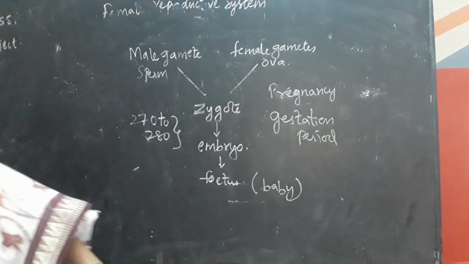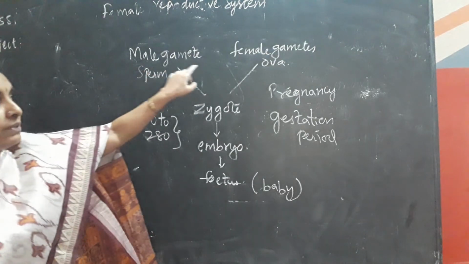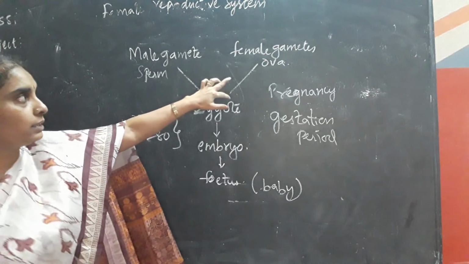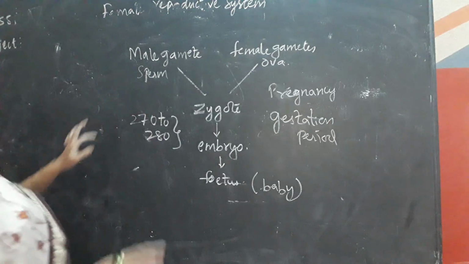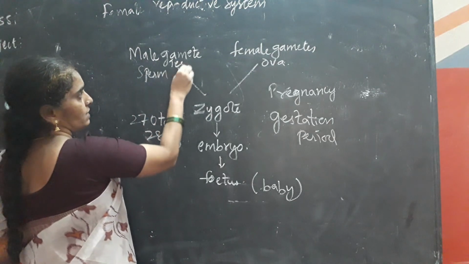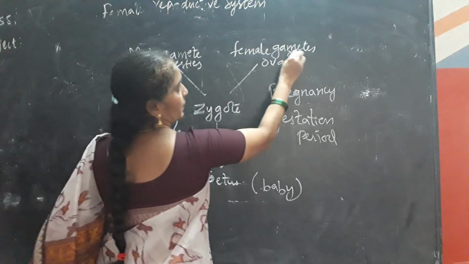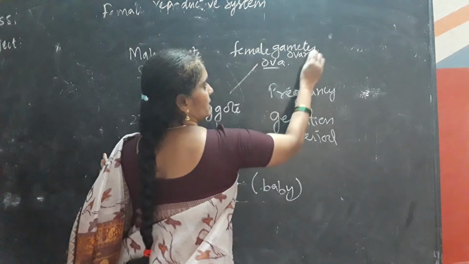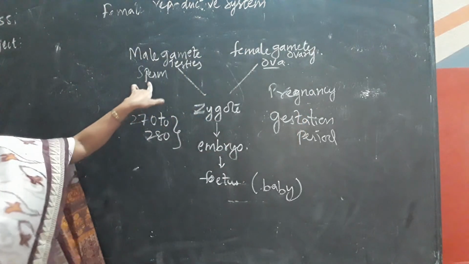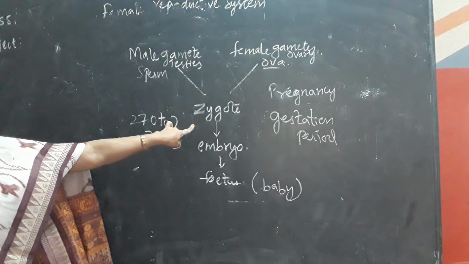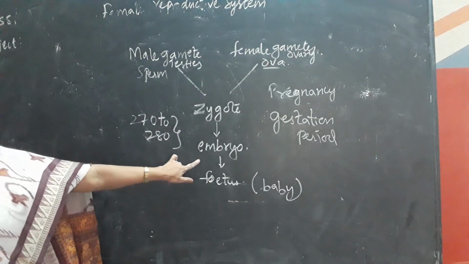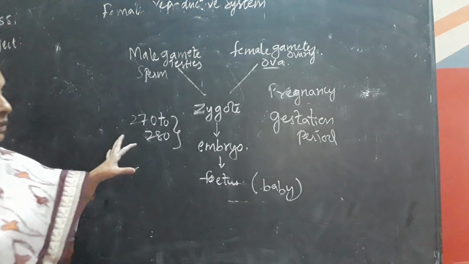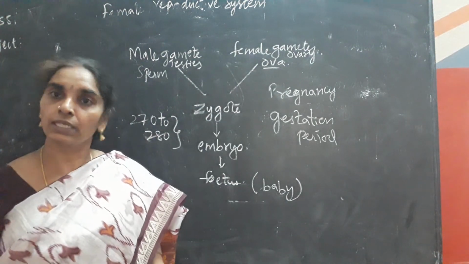So male and female gametes. The male gamete is sperm, and the female gamete is ovum. The ovum is produced in the ovary, and the testis produces the sperms. Sperm and ovum fusion takes place, resulting in the formation of the zygote, which in turn gives rise to the embryo, and later it develops into the fetus, and the baby is born after the 270 days of the gestation period.